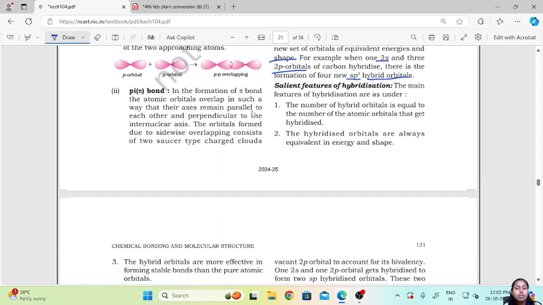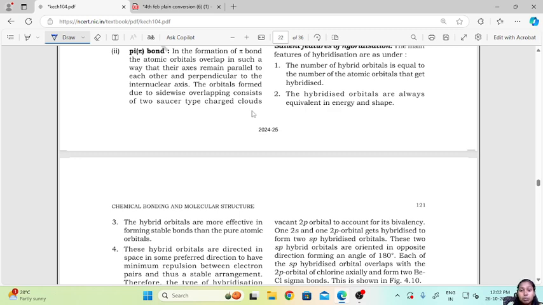What are the salient features of hybridization? What are the important features of hybridization? Now, the main features of hybridization are: the number of hybrid orbitals is equal to the number of atomic orbitals that get hybridized. So the main point is, if 2 atomic orbitals are hybridized, that means 2 hybrid orbitals are formed. So the number of atomic orbitals that get hybridized is the number of hybrid orbitals that we get.